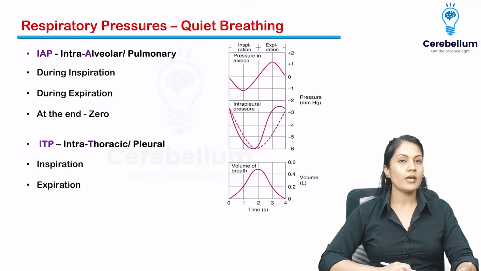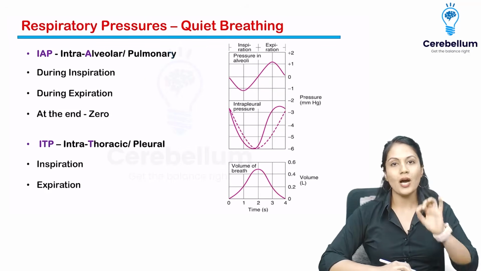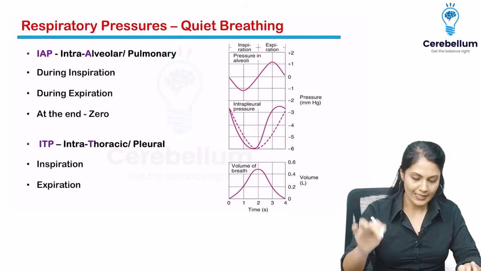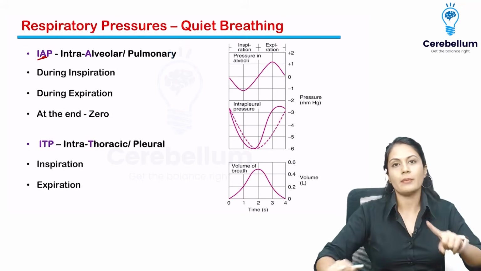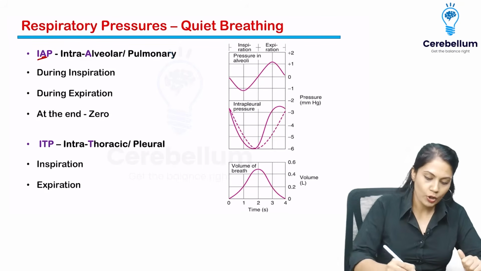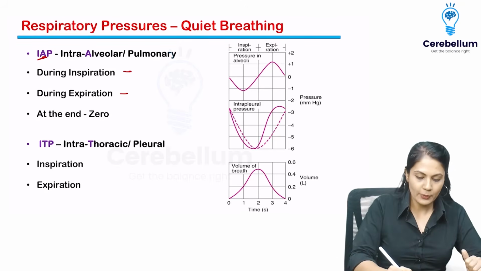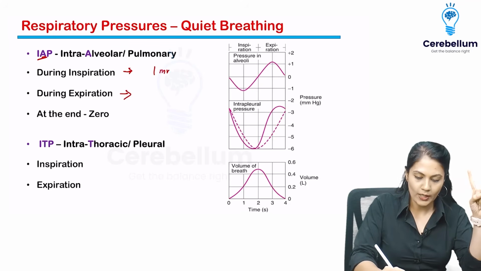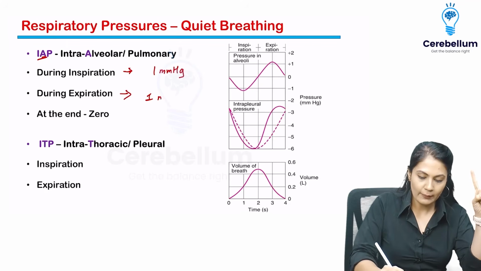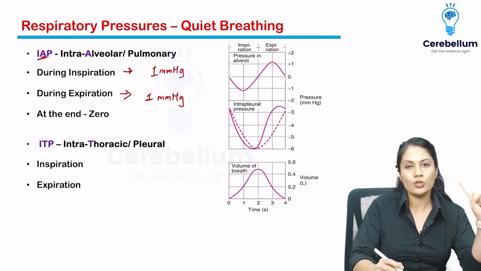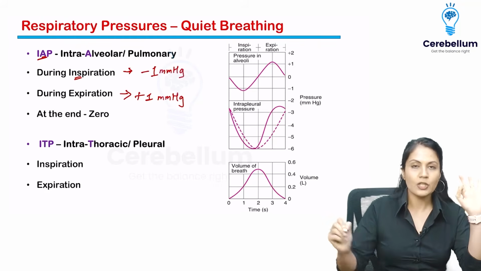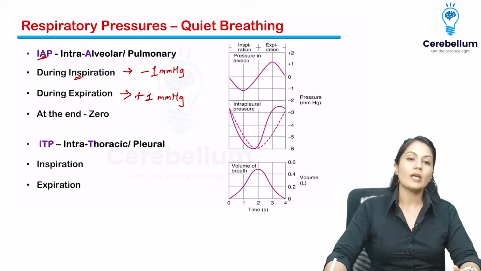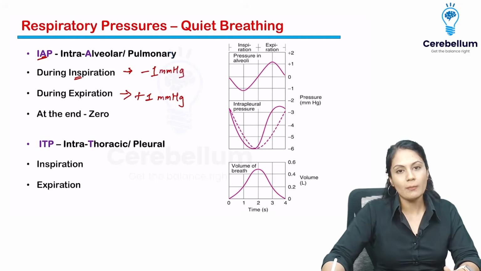Coming to quiet breathing, if I talk about two pressures, intra-alveolar pressure and intrathoracic pressure. Please remember, intra-alveolar pressure, in that A is coming, A is the first alphabet. So please remember, during inspiration and during expiration, the pressure is going to change by 1 mmHg. Only 1 mmHg, especially in quiet respiration. So how much is it going to change? In inspiration it is going to change by -1 and in expiration it is going to change by +1. It will be -1 mmHg and +1 mmHg.